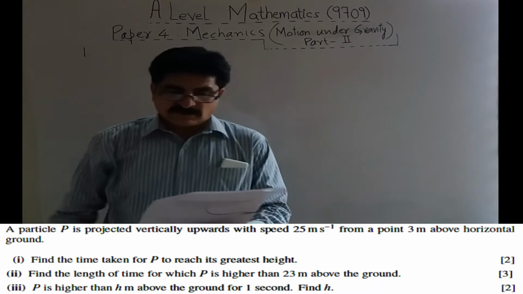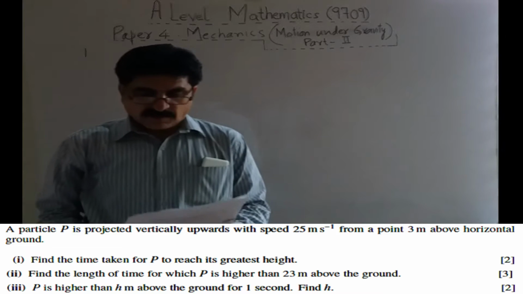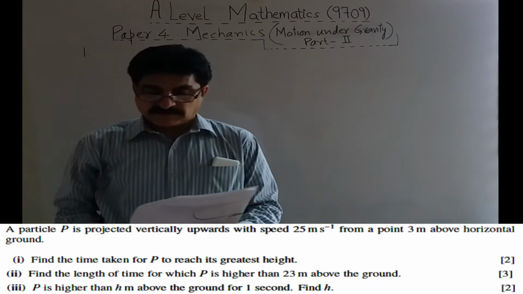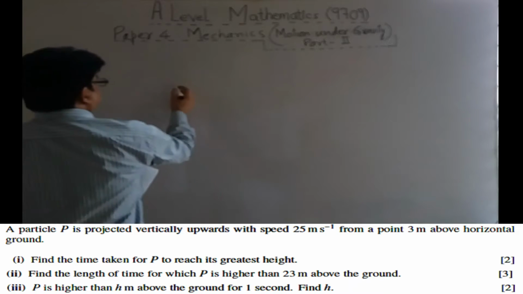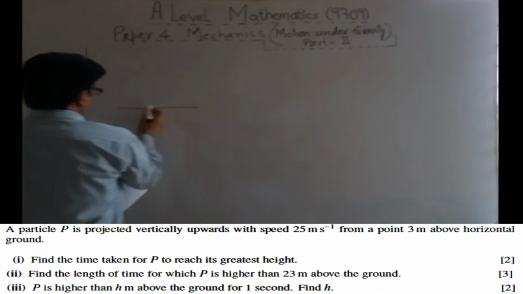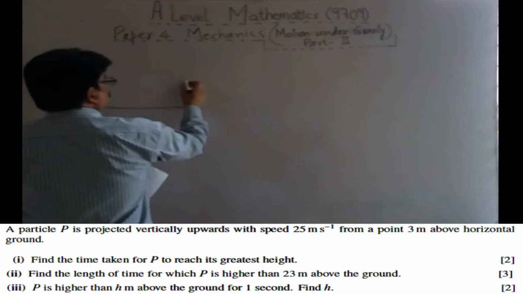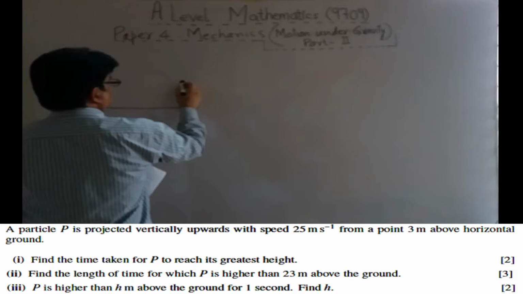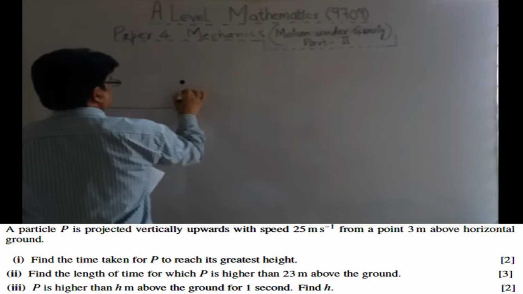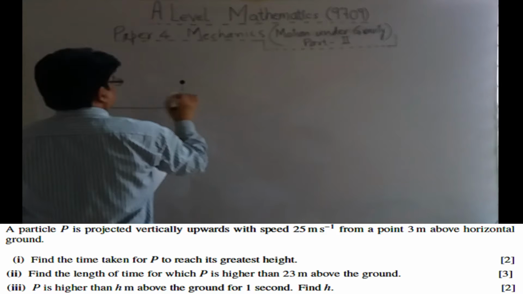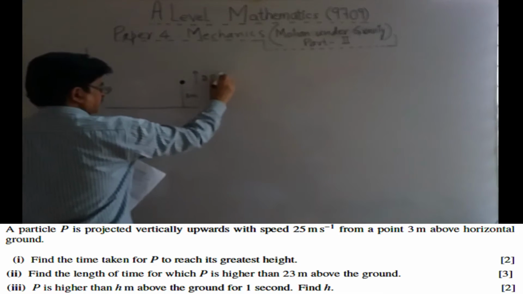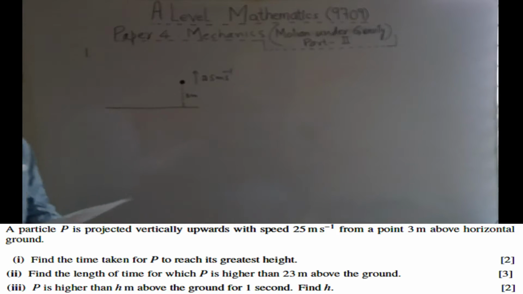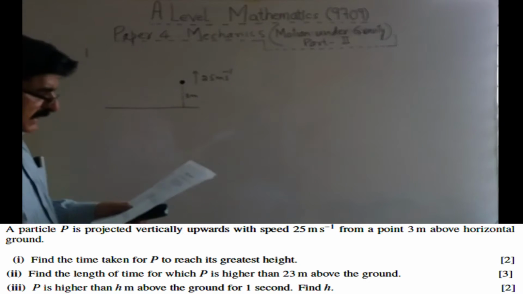A particle is projected vertically upward from a point 3 meters above the horizontal ground. So if I assume this is horizontal ground, it is projected from this point, and this height is 3 meters. It is projected upward with speed 25 meters per second. Now find the time taken for P to reach its greatest height.